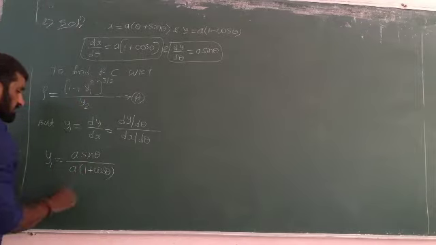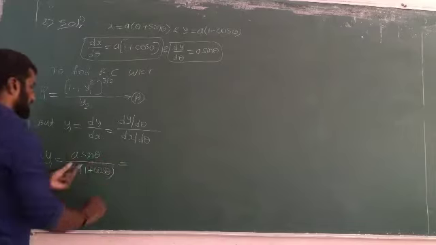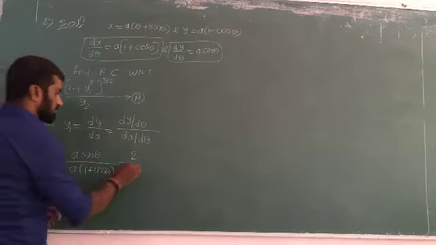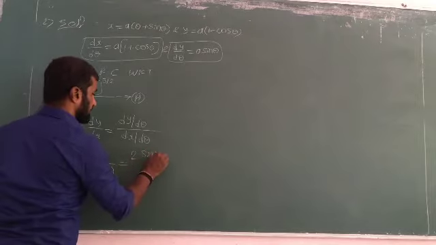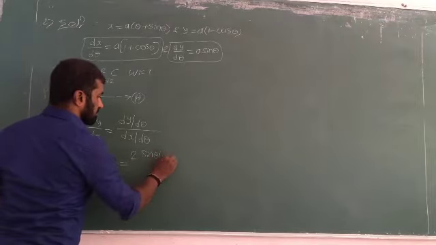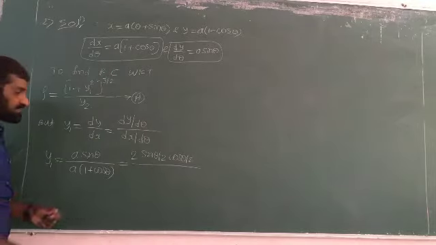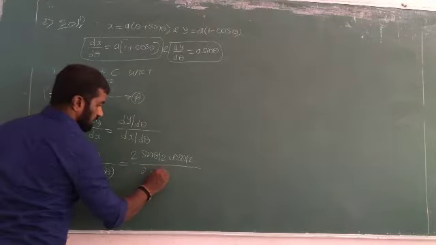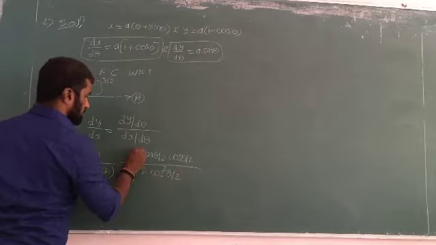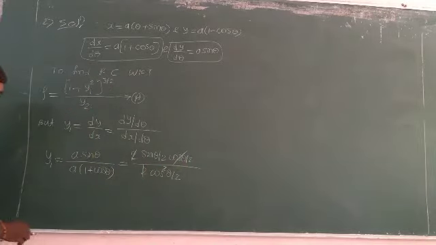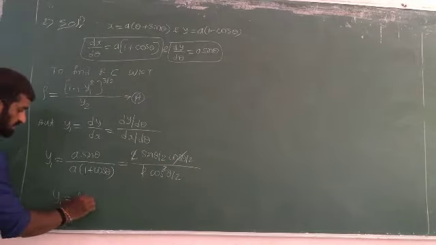Clear? Simplify it. The sin theta formula is 2 sin theta by 2 into cos theta by 2, divided by 1 plus cos theta, whose formula is 2 cos square theta by 2. So 2 cancels, one cos cancels, and sin by cos is tan. So your y1 is equal to tan theta by 2.